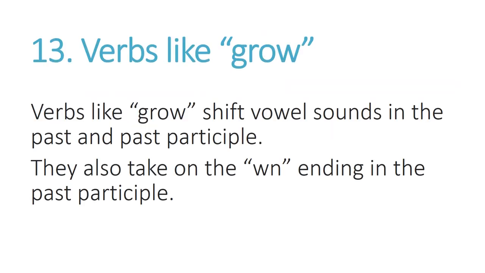Verbs like grow also have an en ending, but it's not an en ending. For example, verbs like grow shift vowel sounds in the past and the past participle. They also take on the wn ending in the past participle. Let's look at some examples.